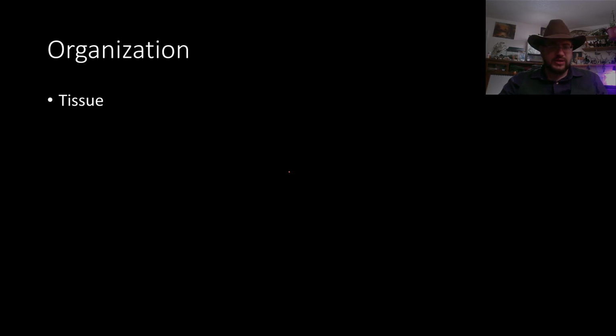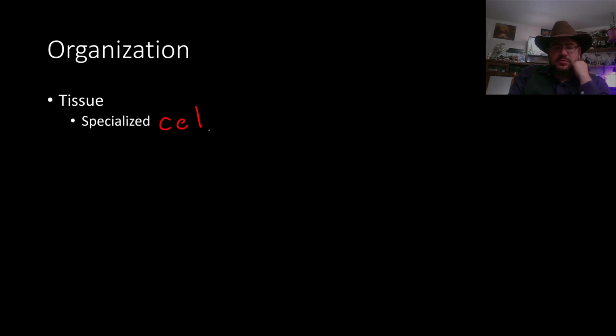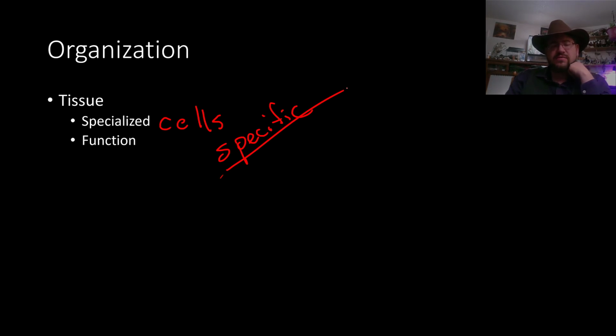And when we talk about organization beyond the cellular level, one of the first stops is the tissue level. So a tissue is a group of cells that have one single function. These are specialized cells with a specific single function. Or a specific function. Not necessarily single, but a specific function. Right? So, the next level beyond tissues is when you have an organ.